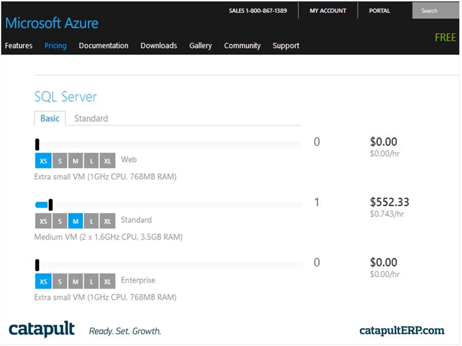So in this case, you see that we're looking at a SQL Server build. This would be a standard server that not only has all of the infrastructure specified in terms of the CPUs and the RAM, but it also includes SQL Server licensing bundled with it. In this case, for example, you can see that on the middle slider, I've moved it to medium, which is a 2 times 1.6 gigahertz CPU with 3.5 gigs of RAM, and estimated usage based on full uptime for a month would be $552. So this is just the maximum monthly fee.